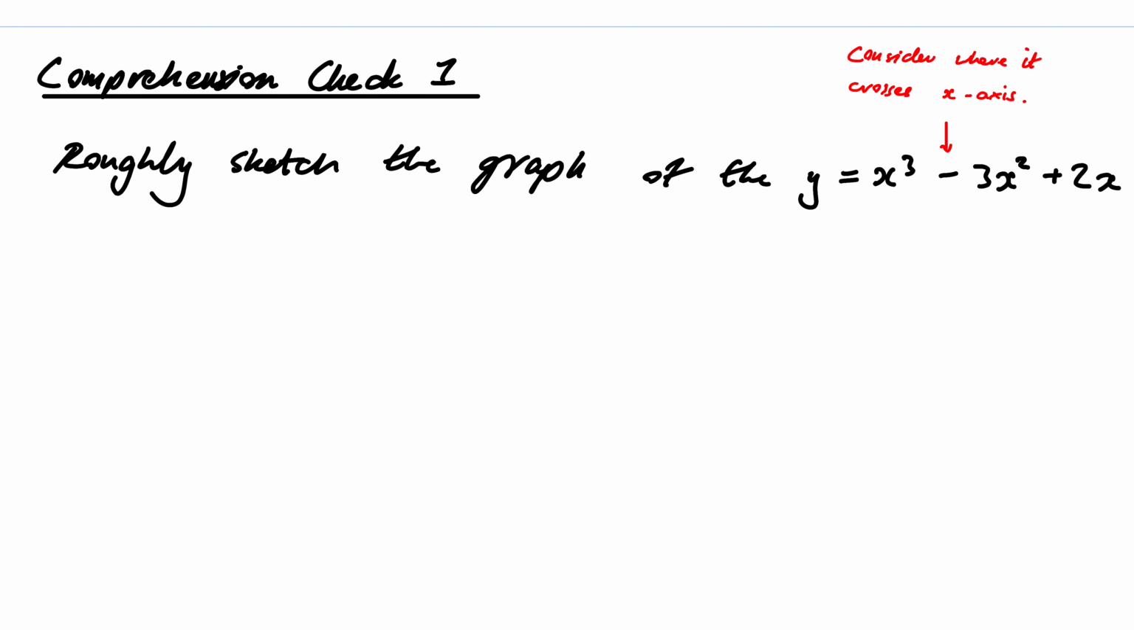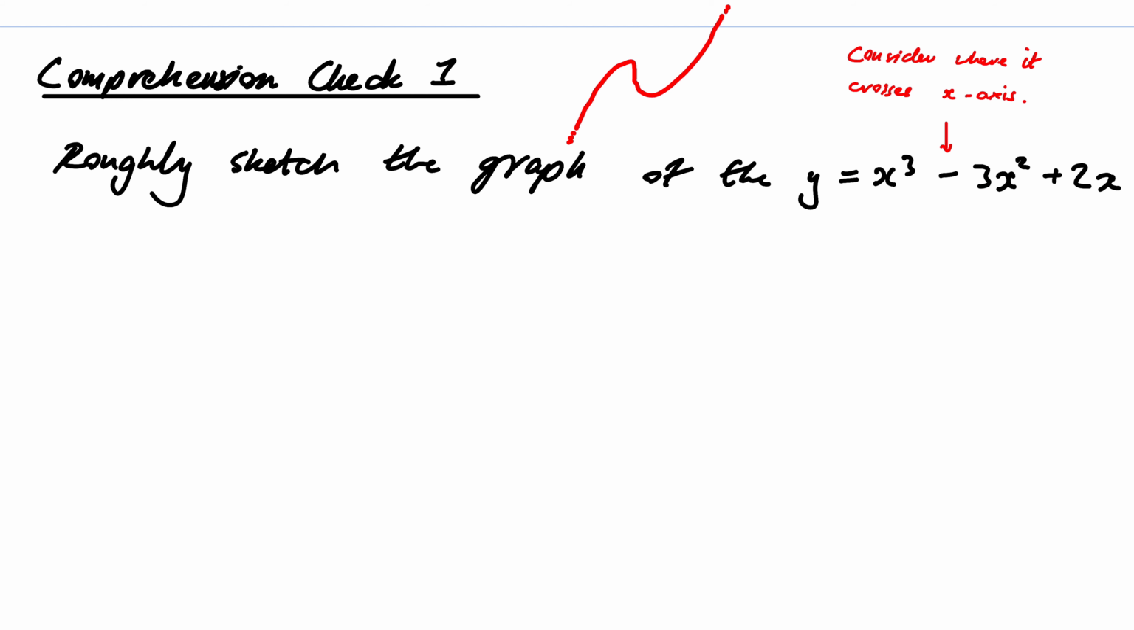Roughly sketch the graph of this cubic equation. Now, this is a bit of a weird one. We've got to look at the examples we've just seen and think, well, what kind of pattern do I have? So, first of all, the x cubed at the front has a positive number in front of it, 1. So the generic shape, I think, is going to be like this, right? That seems to be what the generic shape is when it's a positive number in front of it.